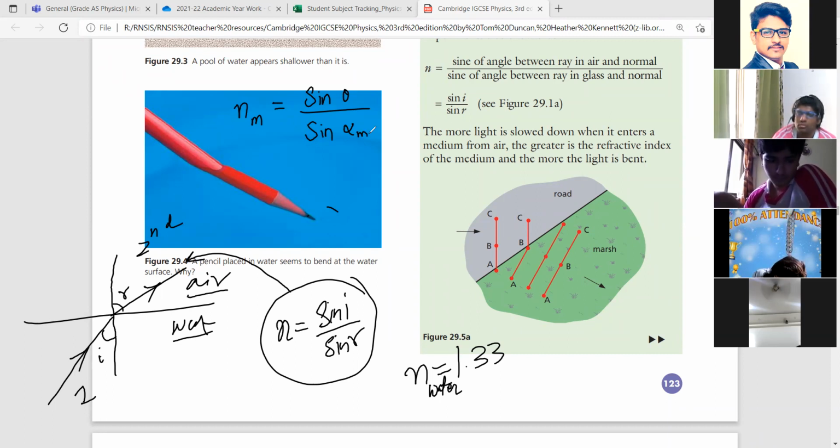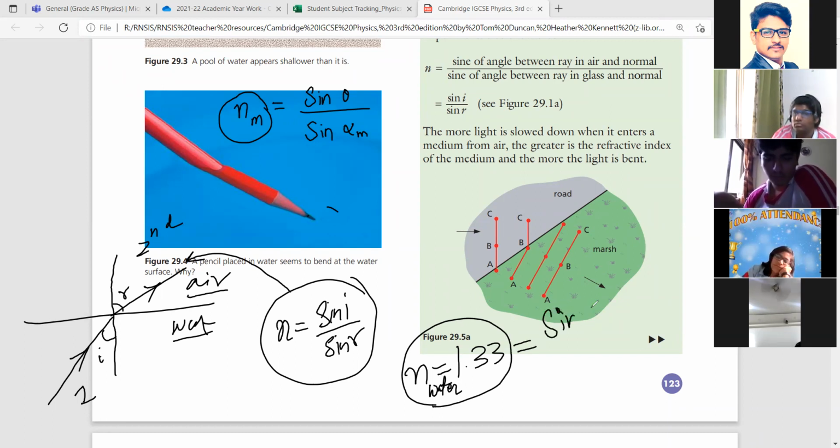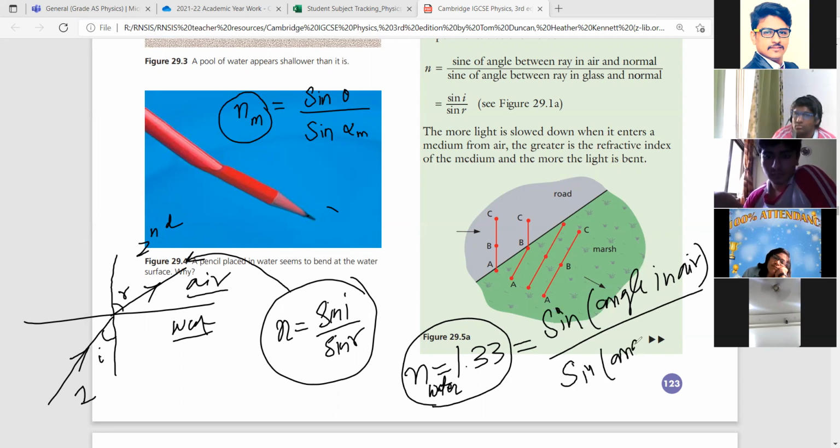Here we have given the refractive index of water. Can you see the refractive index of water is given? So I will use the formula: refractive index of water is equal to sine of the angle in air upon sine of the angle in water. But sir, in air it is r and i, so if you substitute in the formula, it would become sin r upon sin i. Yes, that is the case.